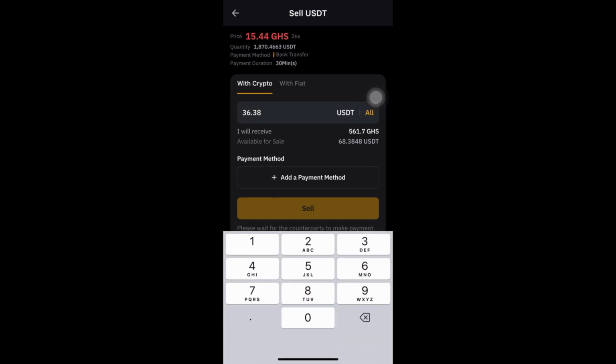36.38 USDT that I bought with 500 Ghana cedis. If I'm selling it right now, I'll be getting 61.7 as profit. So it means that I spent 500 Ghana cedis and I got 61.7 Ghana cedis as profit. Imagine repeating this for long. It means that you are earning money.